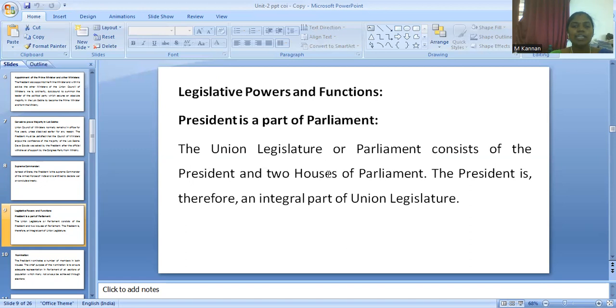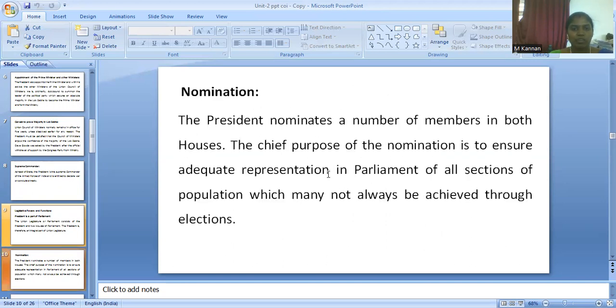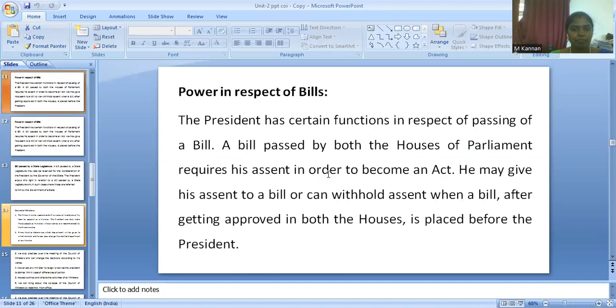Regarding the legislative powers, the President is a part of the Parliament. The Union Legislature or Parliament consists of the President and two houses of Parliament. The President is therefore an integral part of the Union Legislature. Regarding nomination, the President nominates a number of members in both houses. The chief purpose of nomination is to ensure adequate representation in Parliament of all sections of the population, which may not always be achieved through elections.